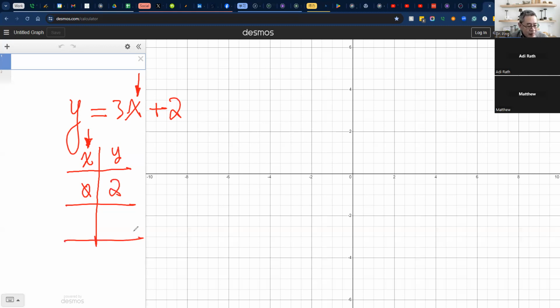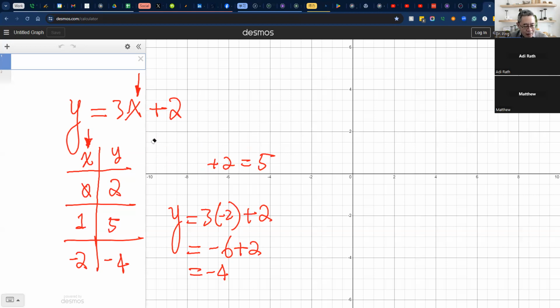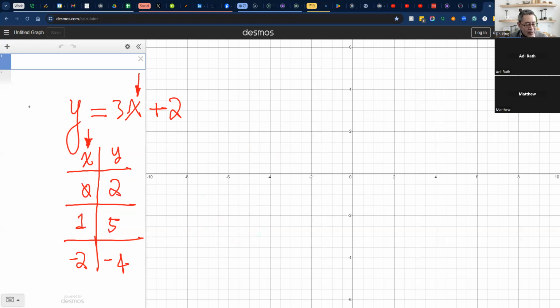Now for the second point, we can use 1. If we use 1, then y equals 3 times 1 plus 2, which gives us 3 plus 2, which is 5. Or you could use -2 if you want. Then y will be 3 times -2 plus 2, so we get -6 plus 2 equals -4. Now we have 3 points. We really just need 2 points to draw a line. The third one is redundant.